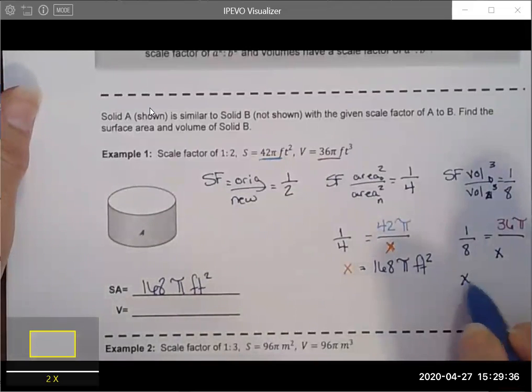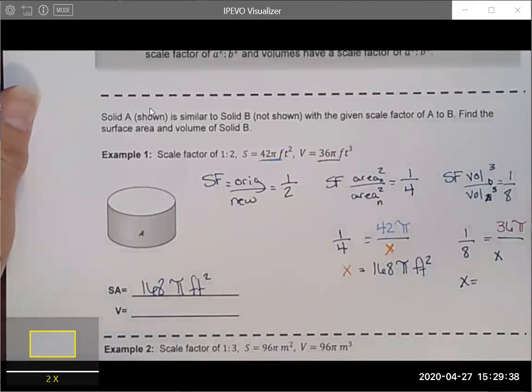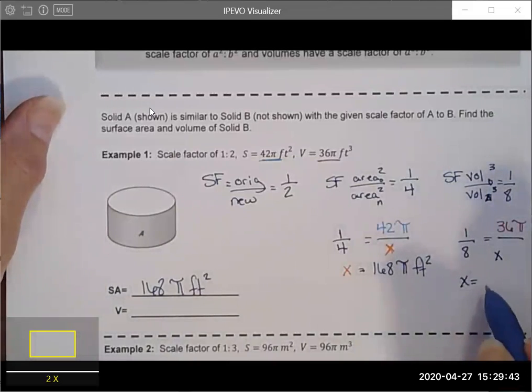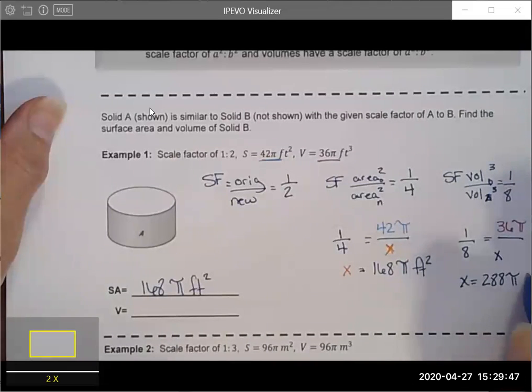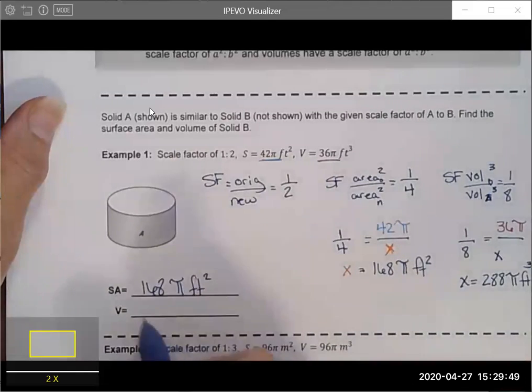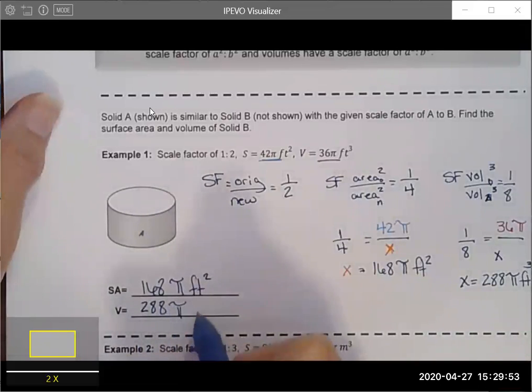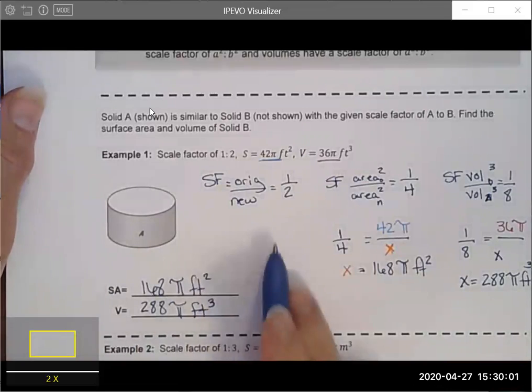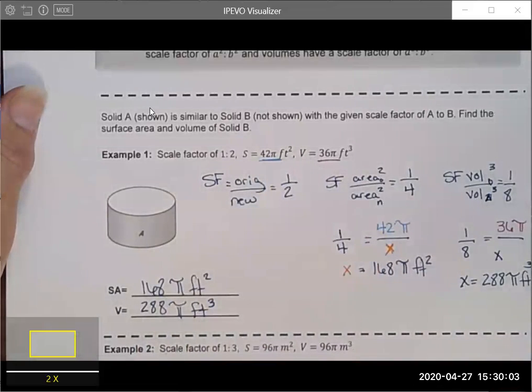And again, when I use cross multiplication or whatever trick you use to solve this, I come up with a new volume. It's 288 pi feet cubed. So without knowing the exact dimensions of an object, I can predict what's going to happen to its area and volume based on a scale factor and some dimensions of the original figure.